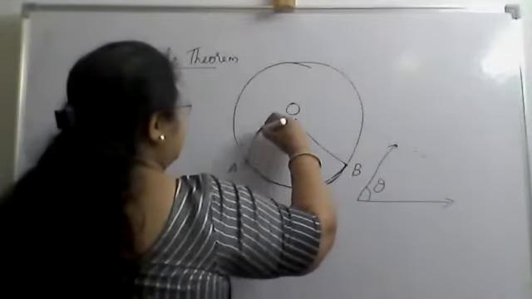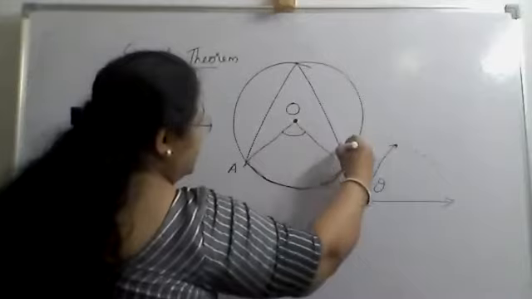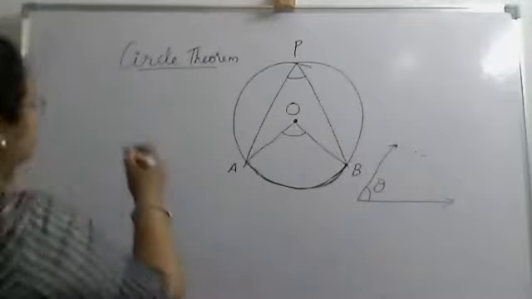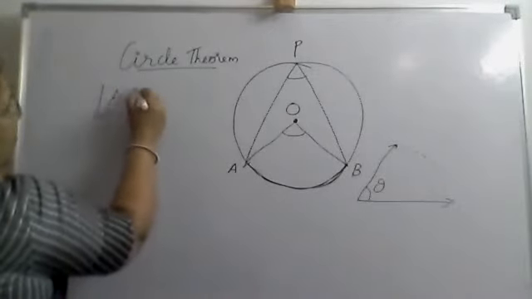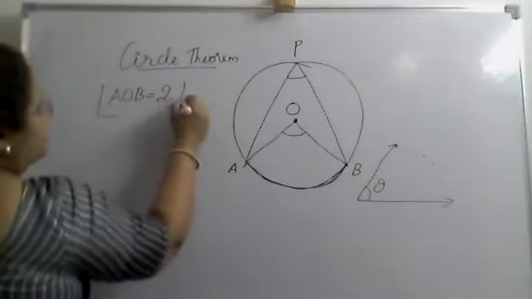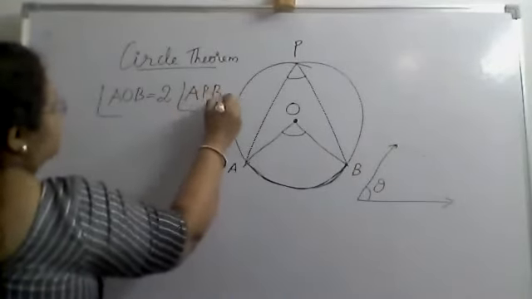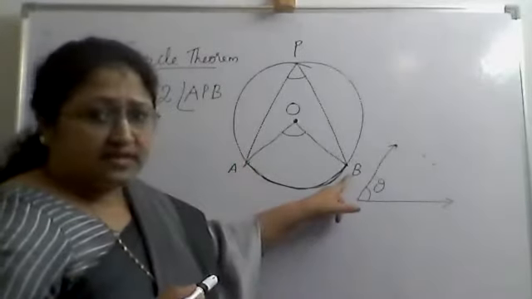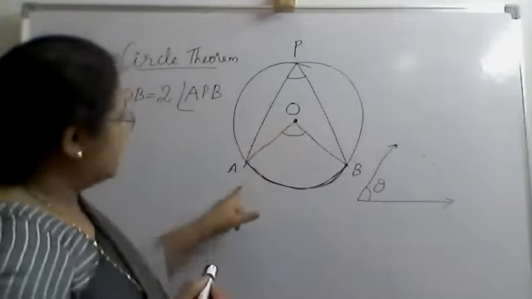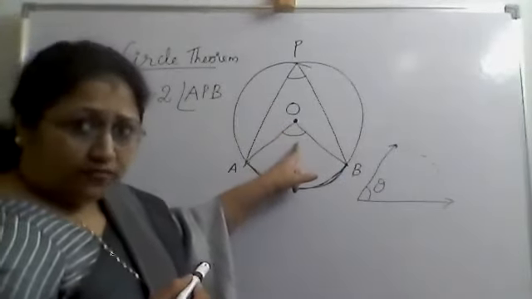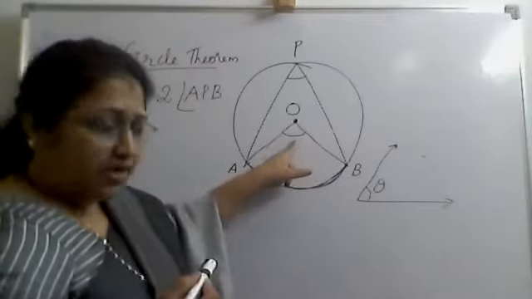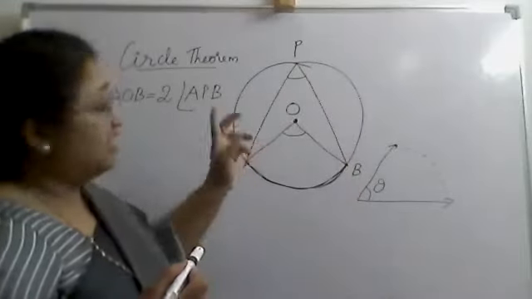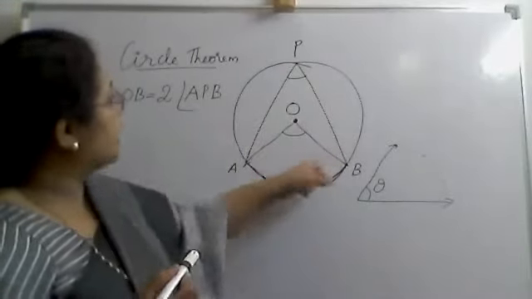That means if I take another angle here, let it be APB. So according to the theorem, angle AOB is nothing but 2 times angle APB. That is what the theorem says. Let me tell you once again, the angle subtended by an arc at the center of the circle, that is nothing but AOB, this angle, will always be 2 times or double the angle subtended by the same arc on any other portion in the remaining part of the circle. That means AOB is nothing but 2 times APB.